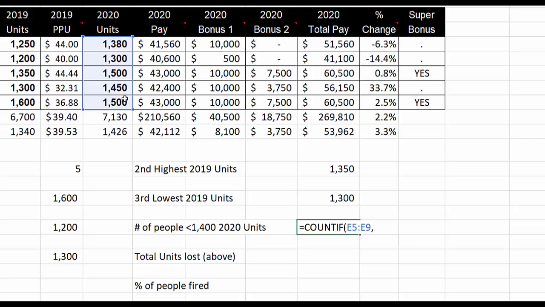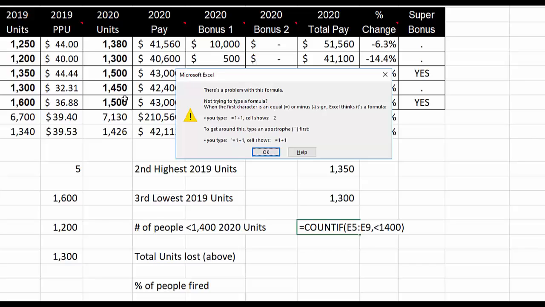There's a little extra step here, okay? What am I looking for? Any number that is less than 1400. Now, makes sense. Hey, Excel, count if any number there, E5 to E9, is less than 1400. Now, you press enter and you get a weird error message.